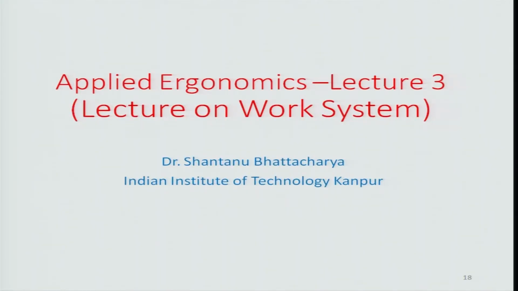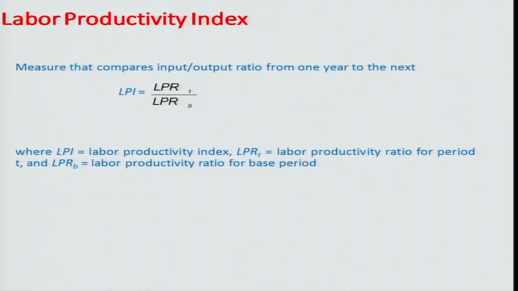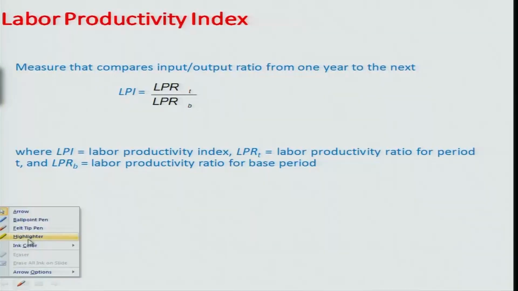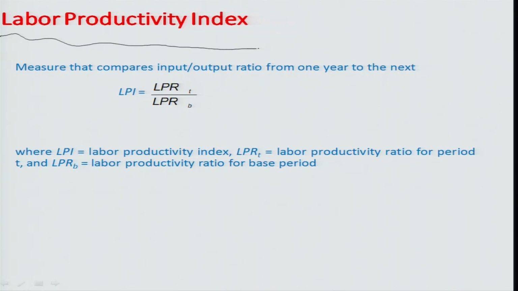You were talking about some basic issues related to productivity and how it is very difficult to measure productivity because of the variability of the inputs or even, at times, the outputs, which are driven particularly by economic forces and markets. The best and first estimate that can be made in this area is to take the human component and define something called the labor productivity index, which is the measure that compares the input and output ratio from one year to the next.